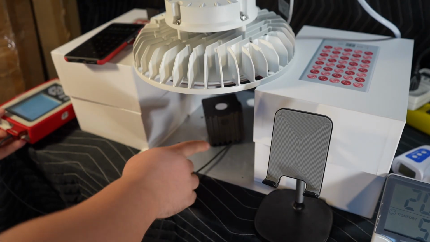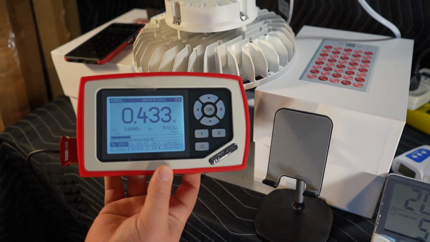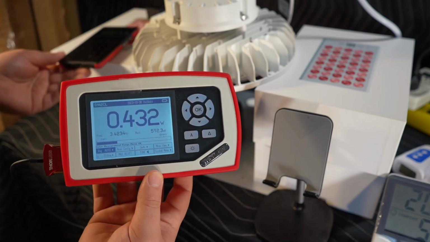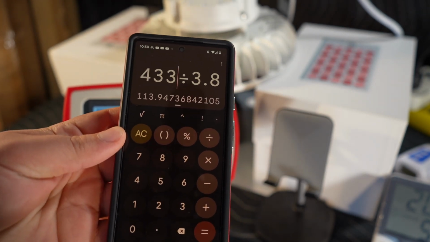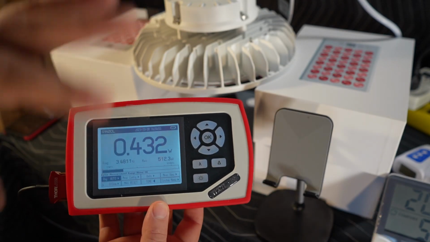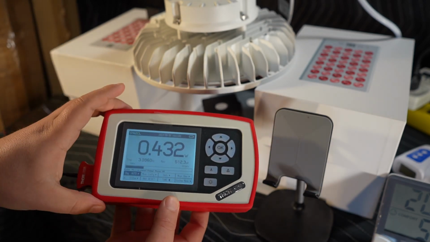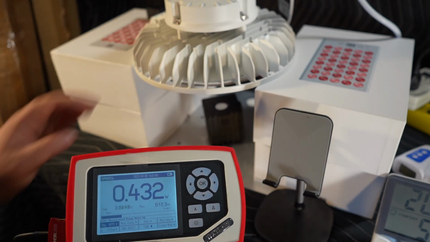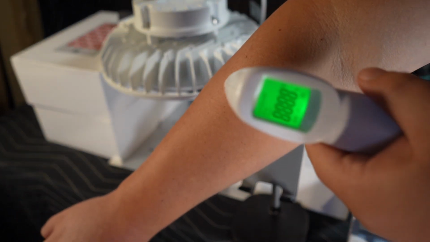Okay, let's look at the power from the Thorlabs power meter. We're reading about 433 milliwatts, and so we're going to divide that by 3.8 to get the intensity. So we're looking at 113, almost 114 milliwatts per centimeter squared. So again, that's nice and toasty, about the same as what we used for the 850 and the 660 in previous videos. So that'll be a good measure of how much heat we're going to get from this 810 nanometer wavelength. And okay, you can see the ambient temperature is 21, and we'll check the arm temperature.